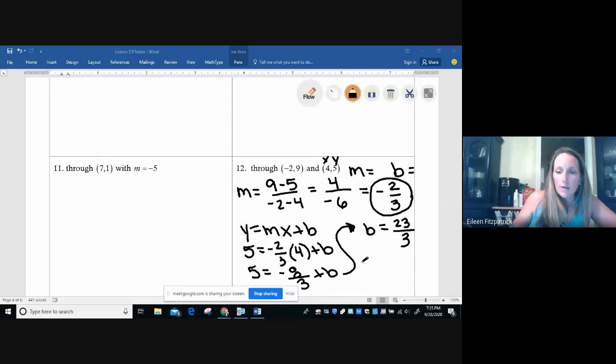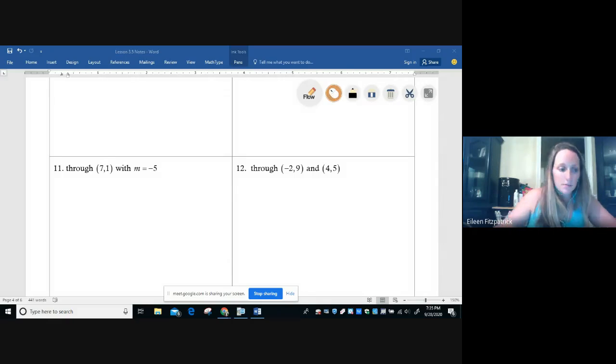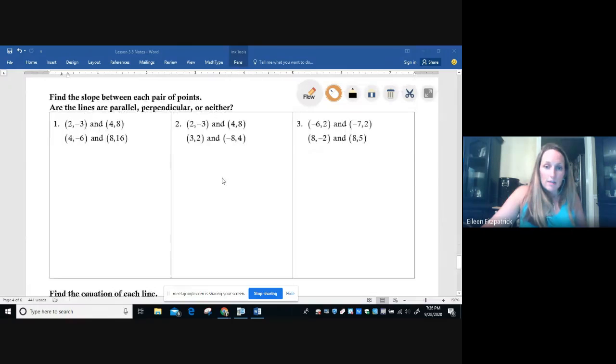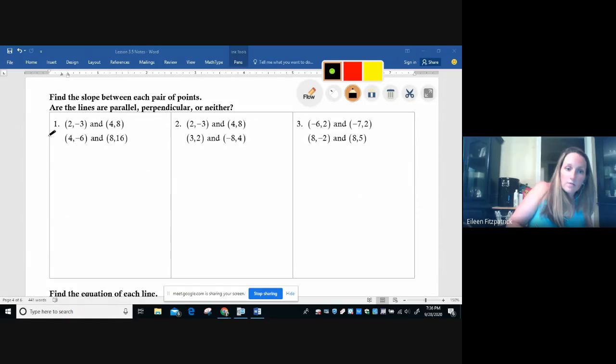All right. So now I can write my equation. Y is equal to -2/3 x plus 23/3. Okay. All right. Let me just scroll down. Here, just calculating slope. You guys know how to do that, right? In case you need a reminder, your slope formula, change in y over change in x. So slope is found by y2 minus y1 over x2 minus x1.